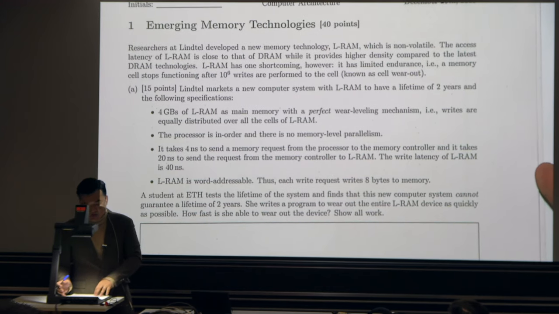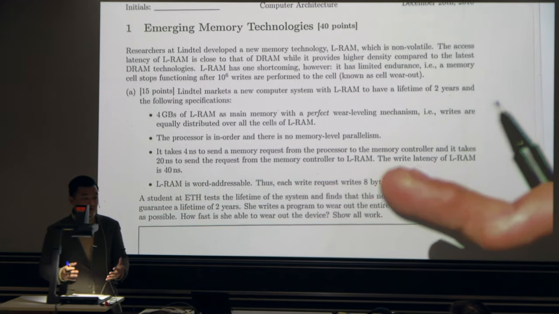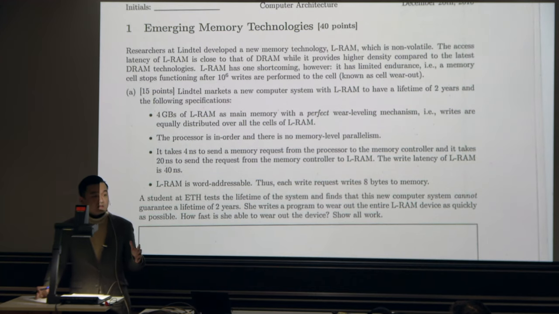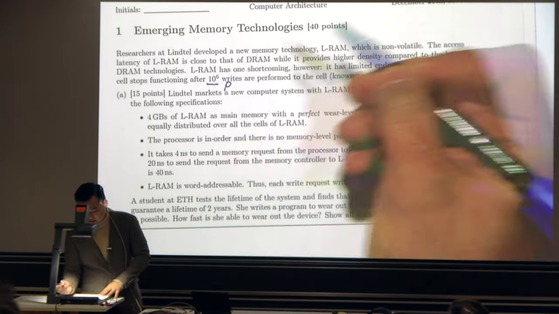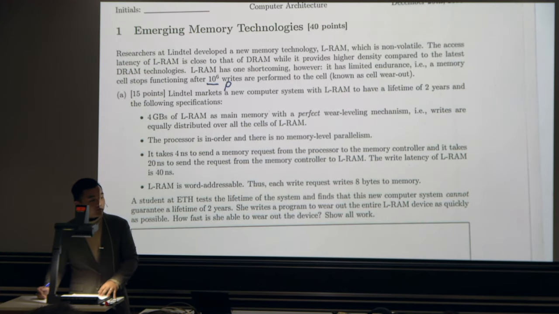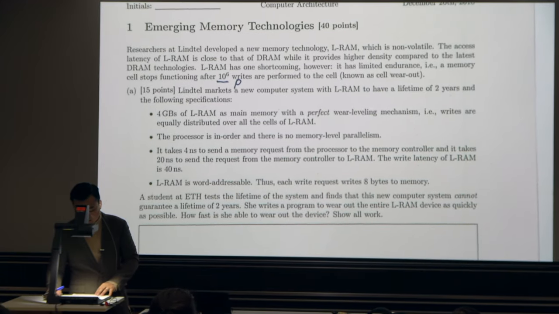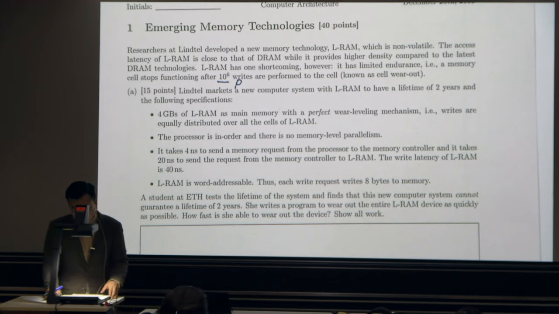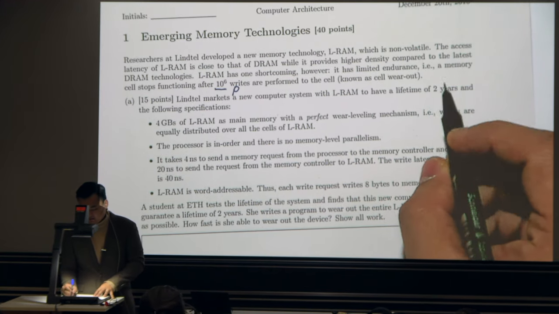It means that a memory cell cannot store the requested data reliably. So we can try to write data, but it does not guarantee that it will be reliably stored in time for the request. This P is the number of program cycles allowed for a cell. The first question is asking: Lindenthal markets a new computer system with LM to have a lifetime of 2 years and the following specifications. Okay, so their target lifetime is 2 years.